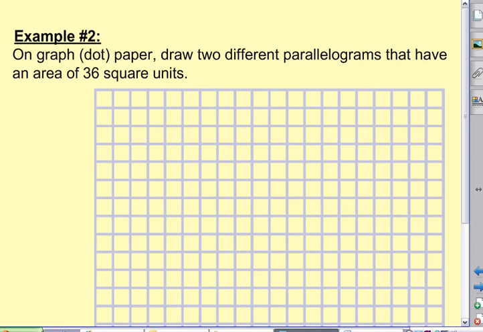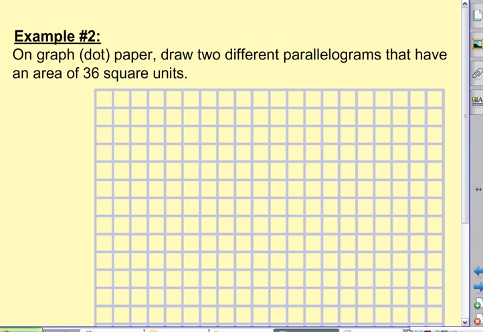Okay, folks. Now, example number 2 says on graph or dot paper, we're going to use graph paper. I stuck some here. And guys, online, you can print some off if you need it, right? I have it on the front page. You can just print off graph paper if you need graph paper. It says, draw 2 different parallelograms that have an area of 36 square units.